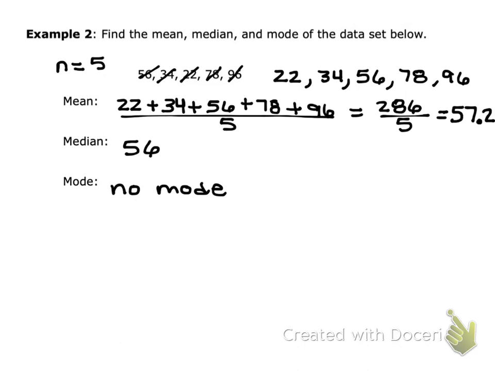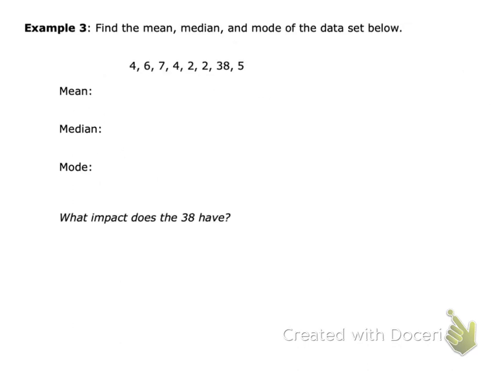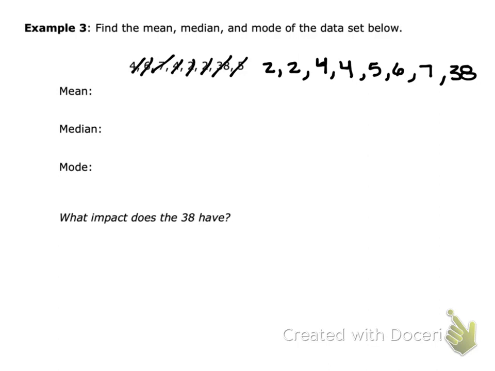All right, now let's go ahead and look at example 3. You will notice that example 3 has a very clear outlier. So when we put these in order from least to greatest, we have 2 2s, we have 2 4s, we have a 5, a 6, a 7, and then a 38. When we count the number of numbers, our n is 8.